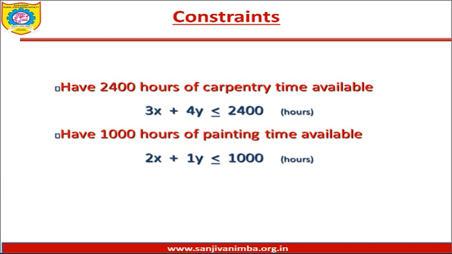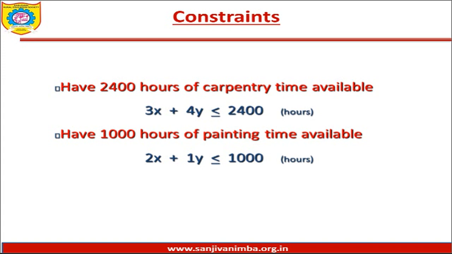But at the same time आपको ये भी तो बताया गया है कि आपके पास सिर्फ 2400 घंटे है कारपेंट्री का काम करने के लिए. तो इसका मतलब आपका ये जो 3x plus 4y माने टोटल नंबर ऑफ कारपेंट्री यूसेज इन आवर्स 2400 घंटों से ज्यादा नहीं हो सकता है. कम होगा तो चलेगा. So the same thing we can put in terms of equation. Here it is written 3x plus 4y less than or equal to 2400 hours.